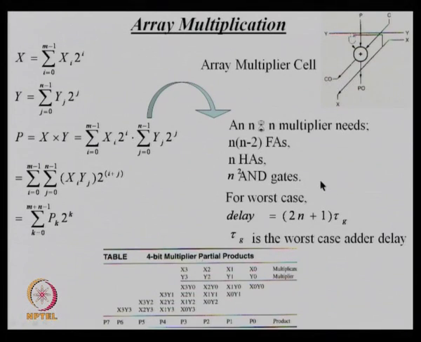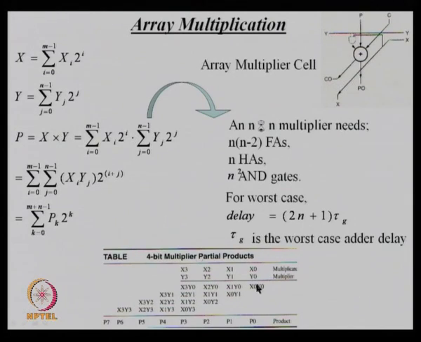For the worst case delay, one can say if tau g is the worst case adder delay for this block, then 2 n plus 1 tau g is called the worst case delay of this kind of multiplier. Okay. Typically, for a 4 bit multiplier, if you see the partial products, let us say I have 2 numbers, multiplicand is x 0, x 1, x 2, x 3, and multiplier is y 0, y 1, y 2, y 3, represented by these 2 numbers.